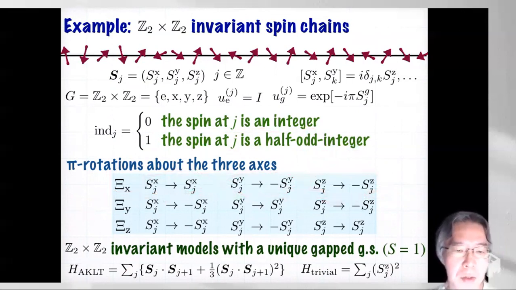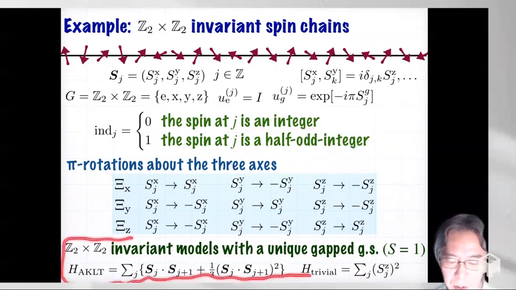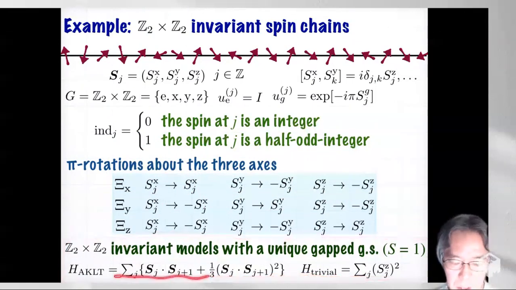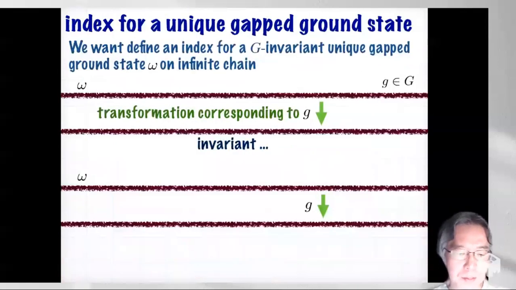And here are two very important examples of Z2 cross Z2 invariant models, Hamiltonians with a unique gap ground state: for spin 1 chain, the AKLT chain, and this trivial chain. Okay, so these are the examples I discussed in part 1. Good. Now I will move to the task of defining an index for a G invariant unique gap ground state omega defined on an infinite chain.